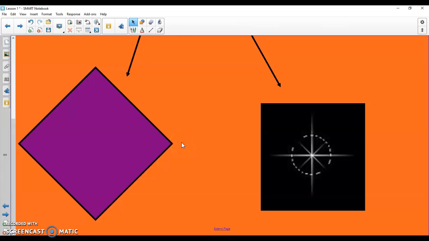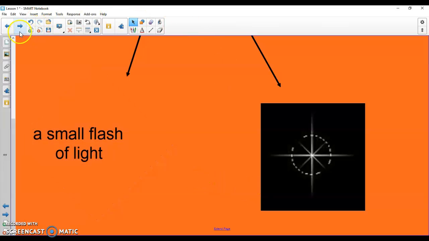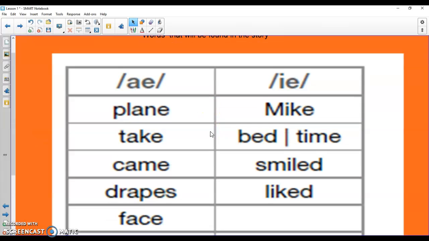Glint. Look at this picture. Can you tell what glint means? Glint means a small flash of light. So glint will be in the story as well. These are some words that are going to be in the story.